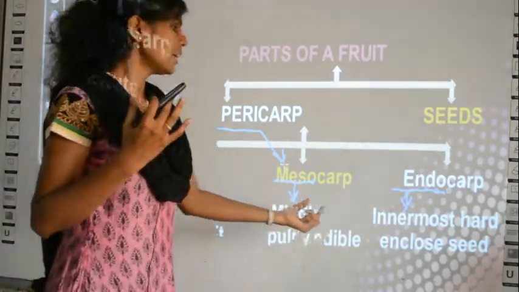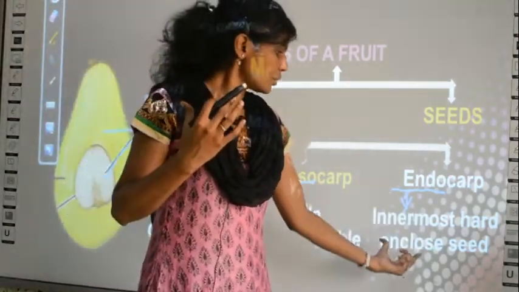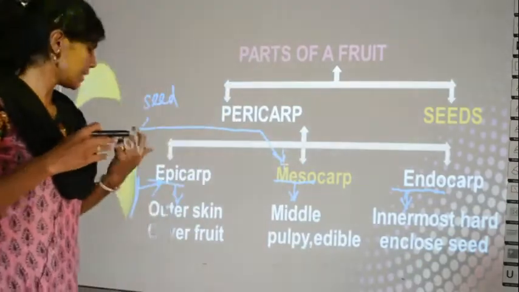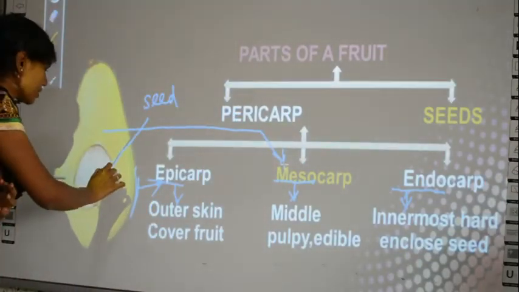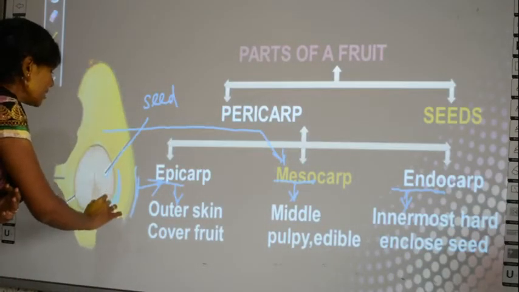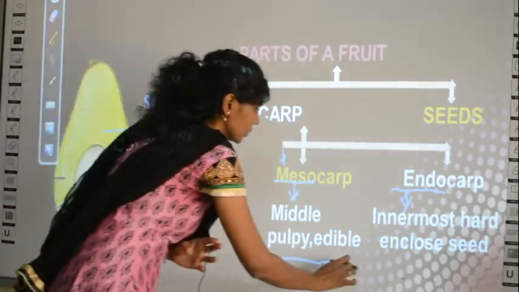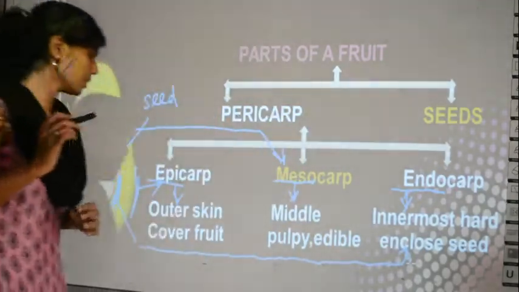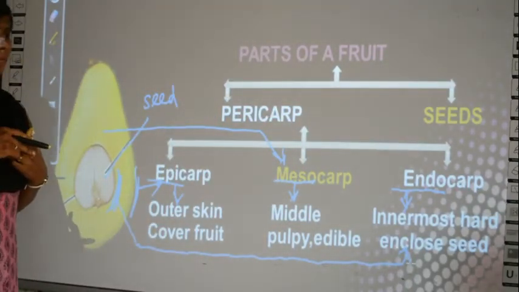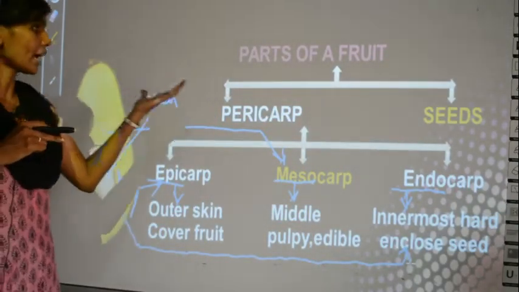What is the endocarp then? It is the portion which encloses the seed. Just immediately after the seed you have some region, no? This region is the endocarp. Okay, this is the endocarp.